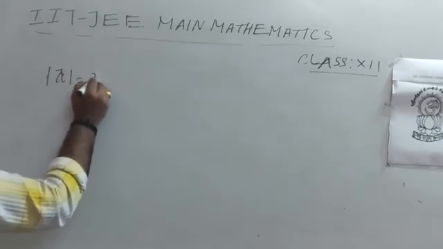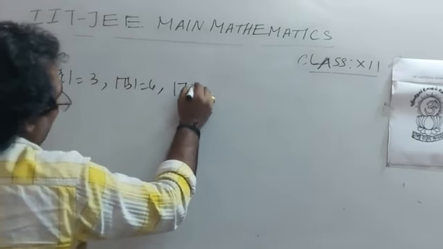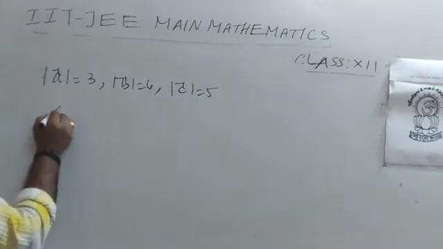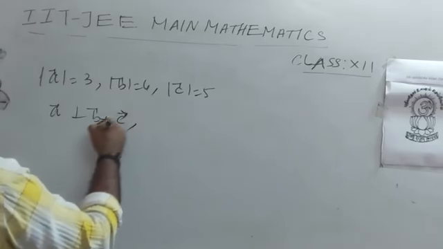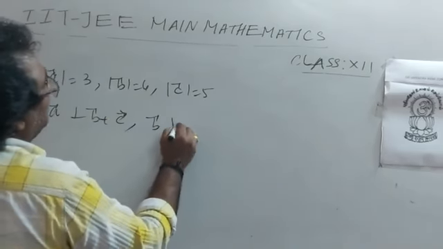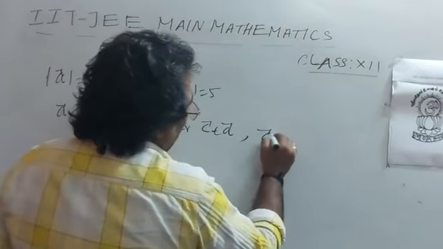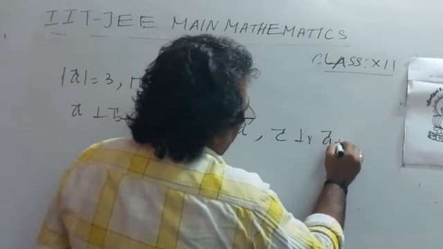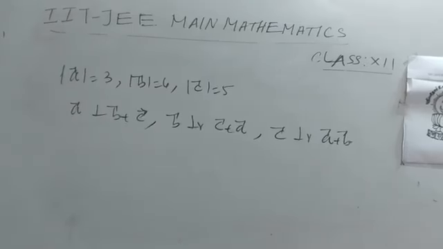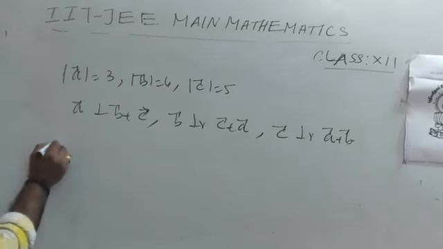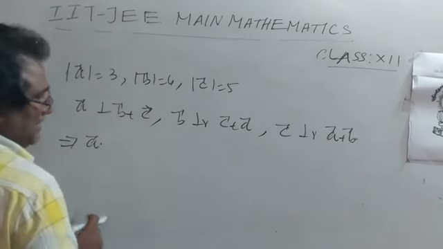So modulus A vector equals 3, modulus B vector equals 4, modulus C vector equals 5. A vector is perpendicular to B plus C, B vector is perpendicular to C plus A, C vector is perpendicular to A vector plus B vector, which means each vector is perpendicular to the sum of the other two vectors. That is the given statement.